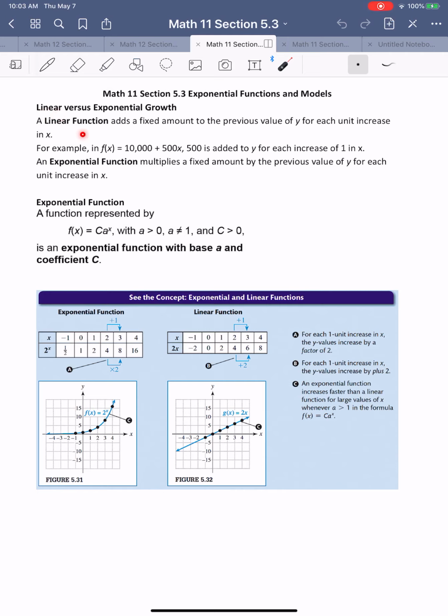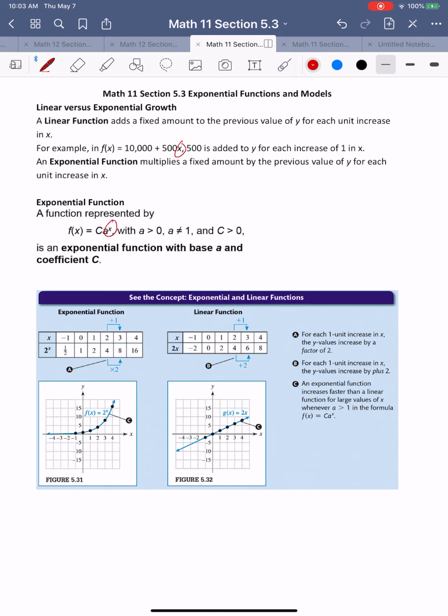A linear function adds a fixed number to the previous value of y for each unit increase in x. An example was f of x equals 10,000 plus 500x, which is linear because of the x. An exponential function multiplies the previous value of y by a fixed number for each unit increase in x. So we multiply by the same number.